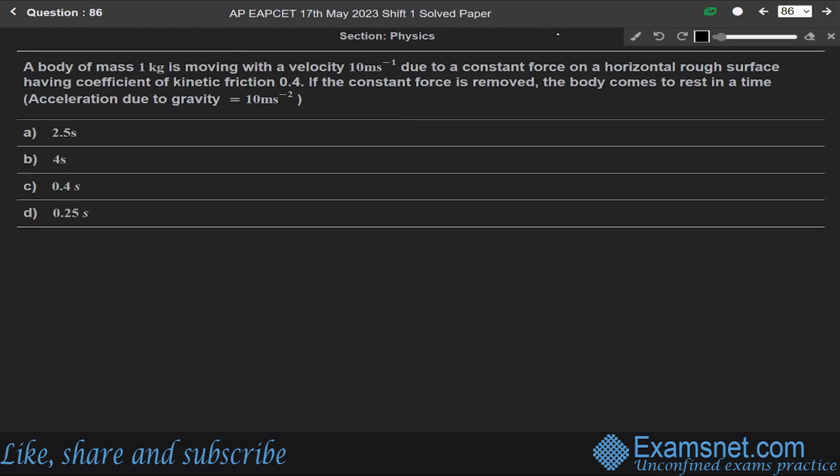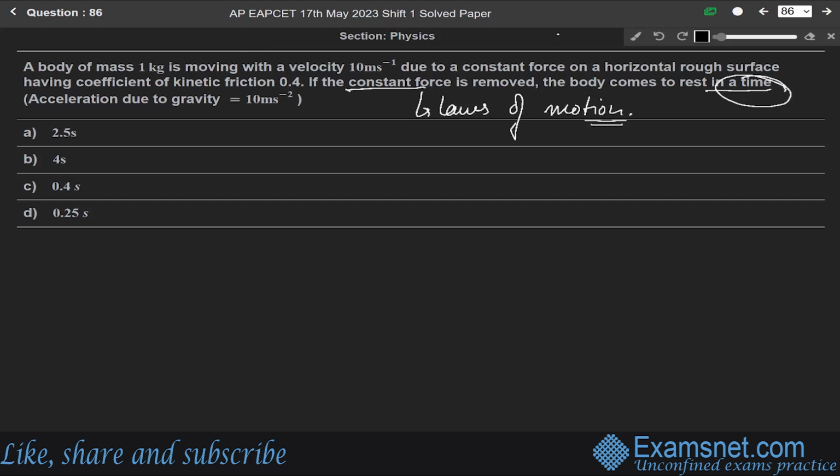A body of mass 1 kg is moving with a velocity of 10 meter per second due to a constant force on a horizontal rough surface having coefficient of kinetic friction 0.4. If the constant force is removed, the body comes to rest in a time. Okay, we have to find the time at which, when we remove the force, the body comes to rest. So we have to find this time t.